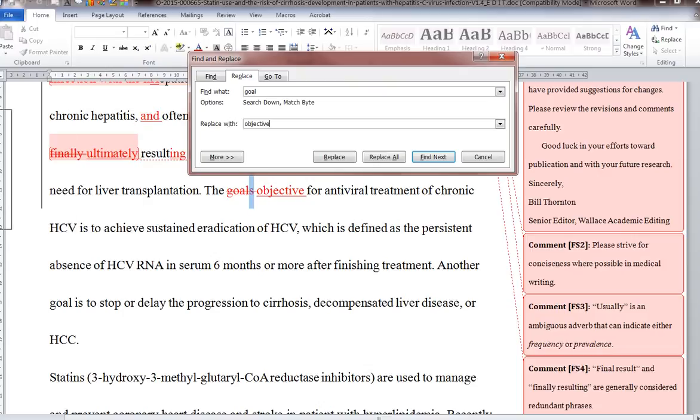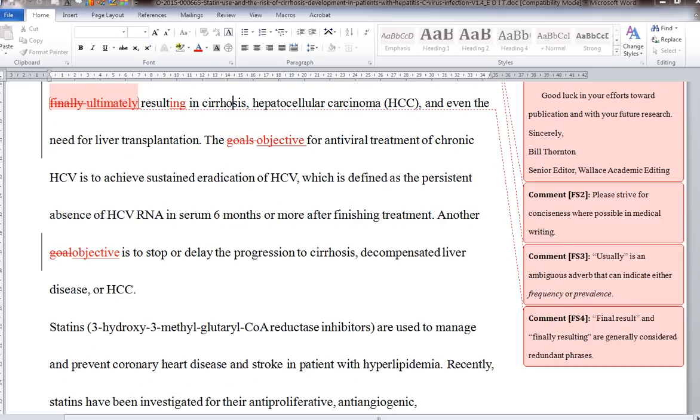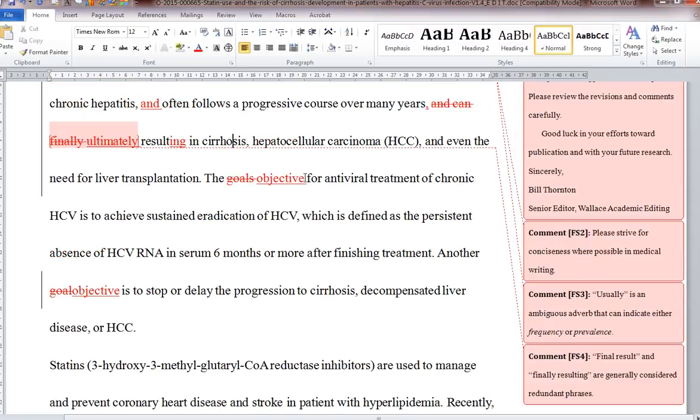Okay. And sometimes it could be a lot quicker to just copy and paste, but I just typed it there for. Okay. So two sentences later, another goal. I'll go ahead and change that. Objective. Word has let me know that's the end of that usage in the paper. Good to know. Okay.